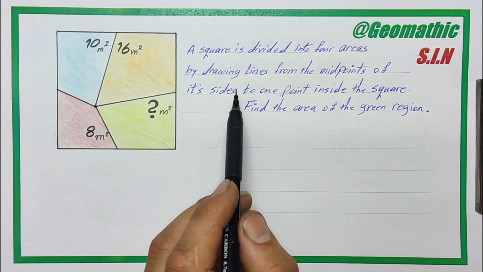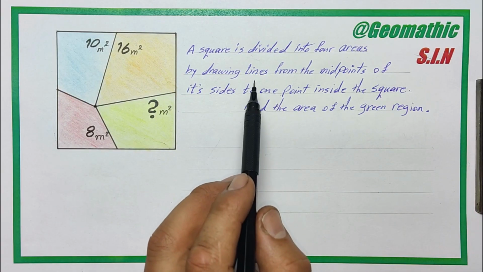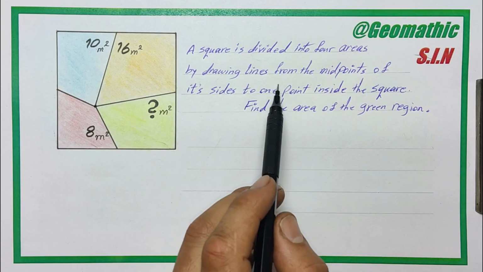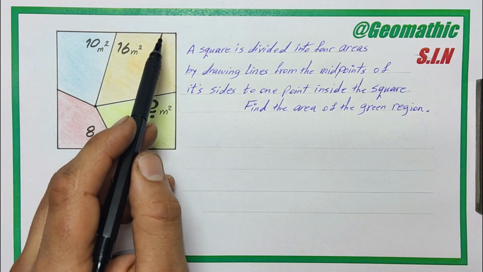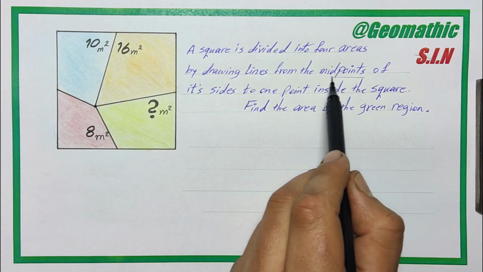If we look carefully at the problem's statement, we notice an important hint. All the lines drawn to a single point inside the square are connected to the midpoints of the square's sides. This is the important information we have here.